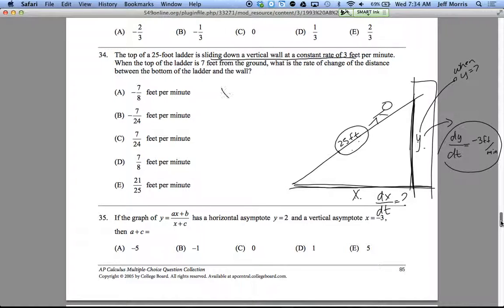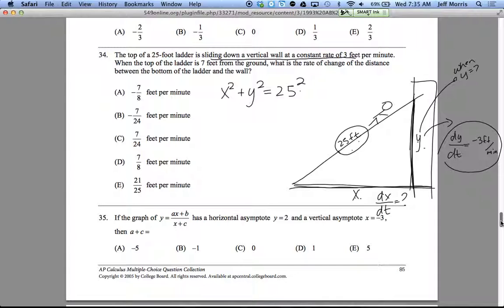Pythagorean theorem. x squared plus y squared equals 25 squared. Now some of you are going to ask, why didn't you plug the 7 in? Because what is the y doing? The y is changing. Is the ladder changing? So you can only plug a constant in when it's not changing. That's the only time you're allowed to plug in, because we know we're going to have to get to a derivative because we're talking about rates.